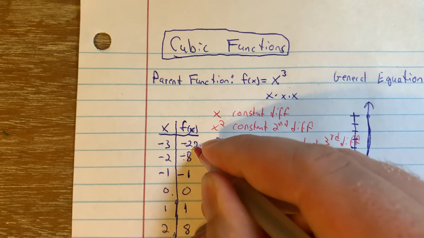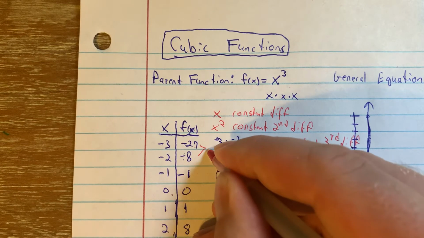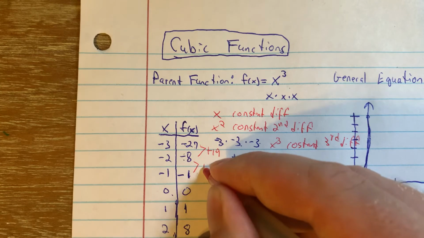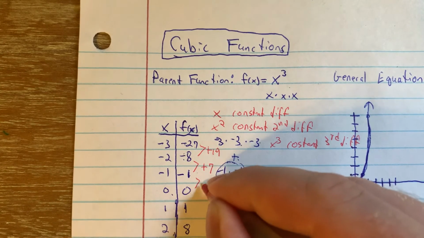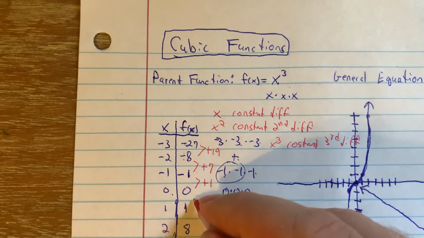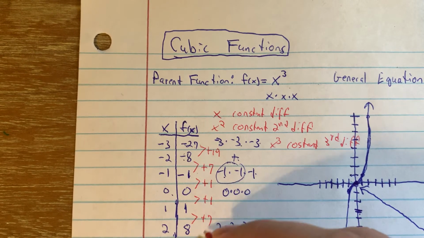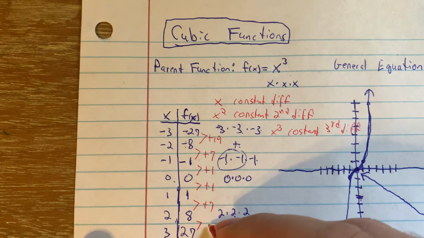Let's look. Going from negative 27 to negative 8, we have to add 19. Going from negative 8 to negative 1, we have to add 7. Going from negative 1 to 0, we have to add 1. Going from 0 to 1, we add 1. Going from 1 to 8, we add 7. And going from 8 to 27, we add 19.